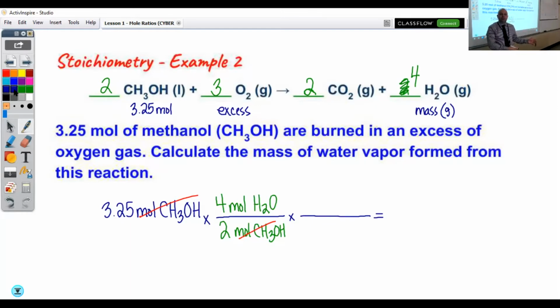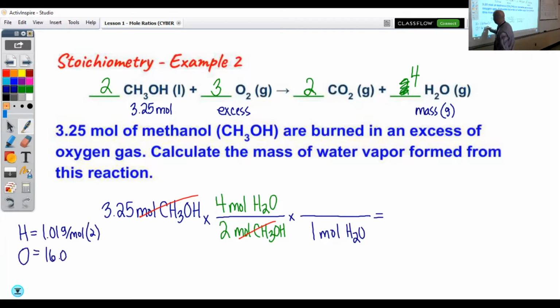This is just like what we did back in October and November. Now we're going to use just 1 mole. So 1 mole of water, we would find its mass off the periodic table. So hydrogen equals 1.01 grams per mole. We have 2 of them. And oxygen equals 16 grams per mole. We have just 1 of those. So water has a molar mass of 18.02 grams per mole.